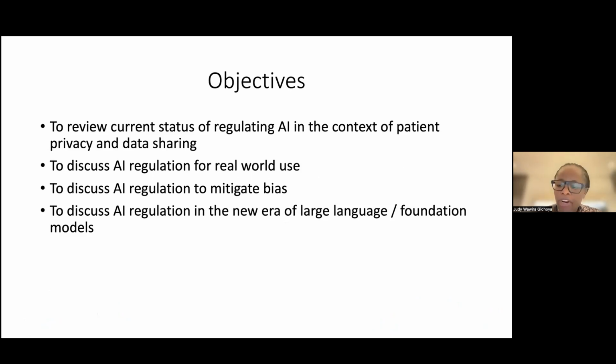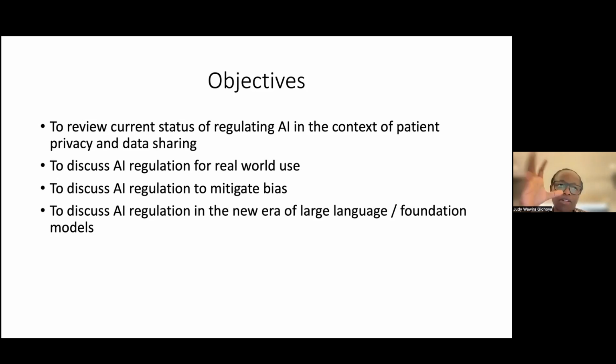So when I think about AI regulation, I start off thinking about what would be our current state or maybe recent past, and that would be around thinking about patient privacy and data sharing. Because when we were able to implement electronic medical records systems, then most people were concerned, rightfully so, and it still remains a big concern, about how do we share data, and I will show you the evolution of this, and also patient privacy.